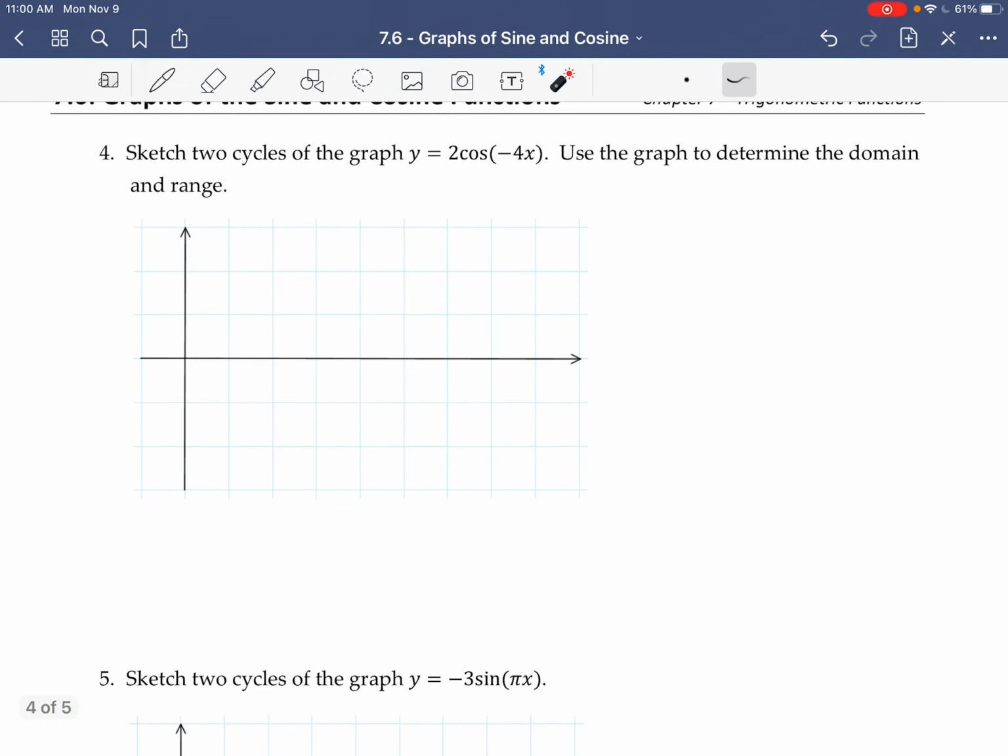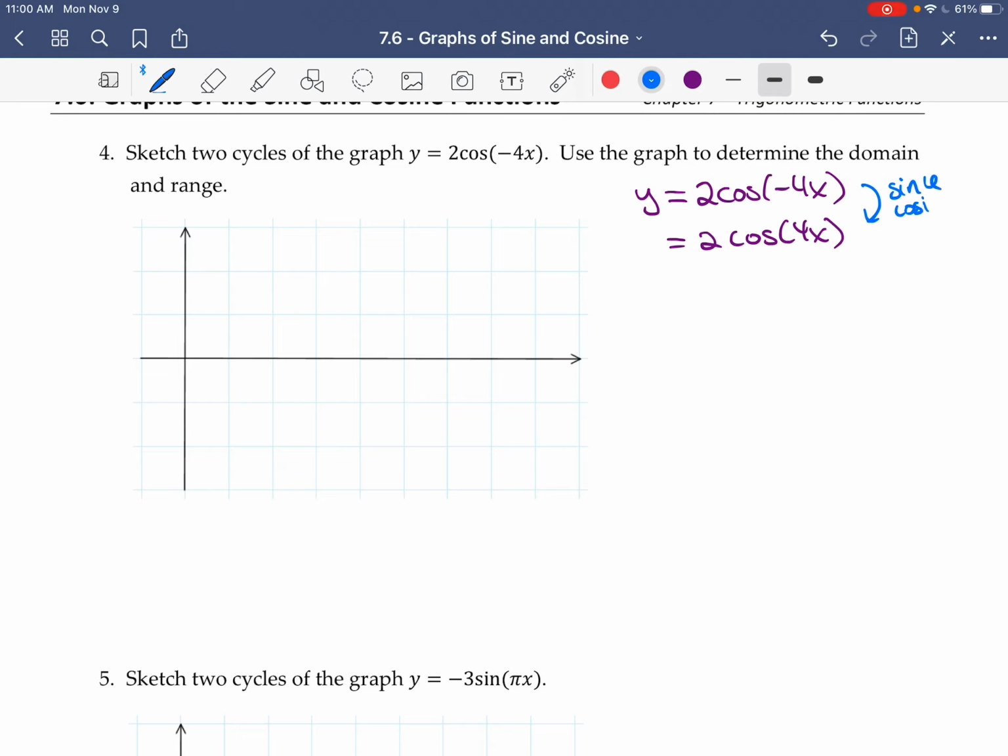So we want 2 cycles of this graph. So the first thing we want to do is find the period. Now, cosine is even. So if they want me to graph this guy, 2 cos of negative 4x, it's actually equal to 2 cos of positive 4x, because cosine is even. So we can just ignore that negative. Then the period is going to be 2 pi over the b value.